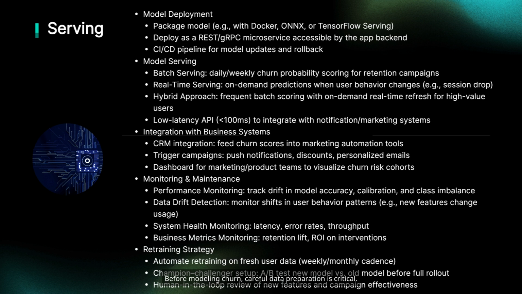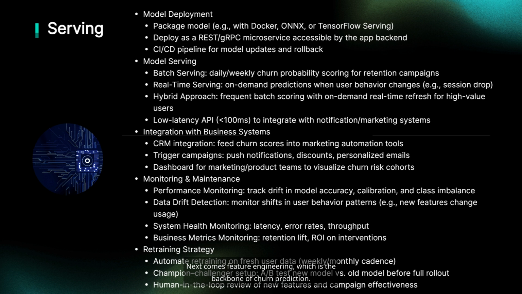Before modeling churn, careful data preparation is critical. We start with the label definition. Churn must be precisely defined, usually as no activity for n days. A common choice is 30 days, but it should match the natural usage pattern of the app. For example, a gaming app may use 7 to 14 days, while a finance app might use 60 to 90 days. Defining this clearly ensures consistent labeling.